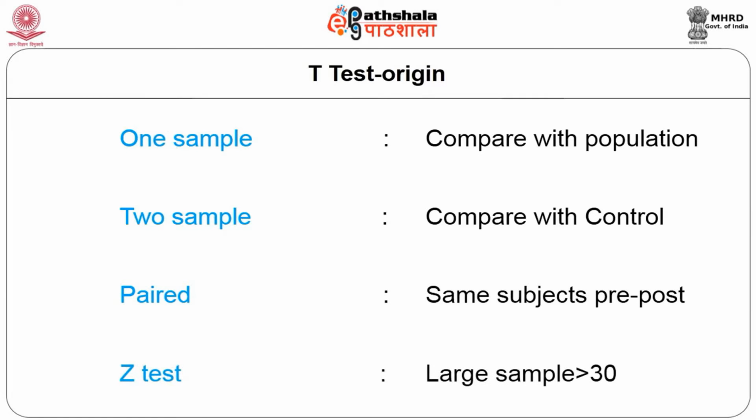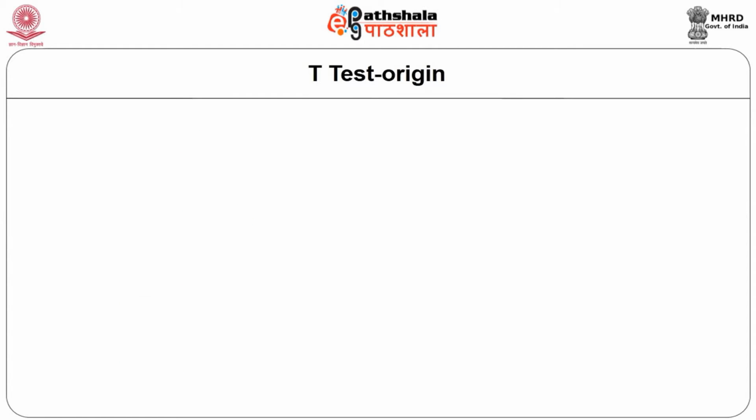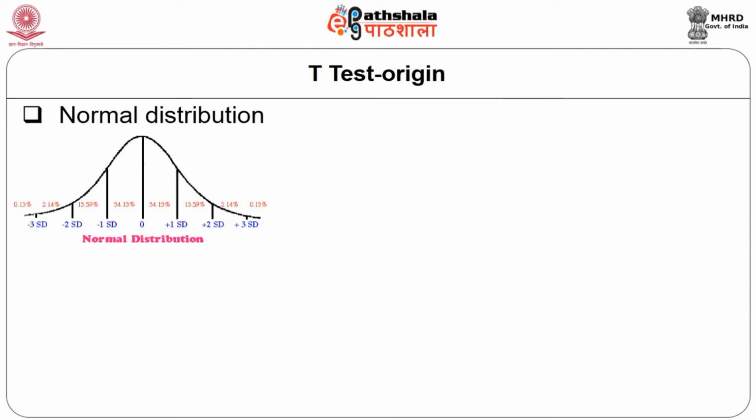And the Z test: whenever the sample size is large, the t-test is also called the Z test. So, for doing this t-test, which we call a parametric test, what are the assumptions that are to be followed? There are basically three assumptions. One is normal distribution. The data for which you conducted the experiment, that data should follow normal distribution. We will see how to check that.